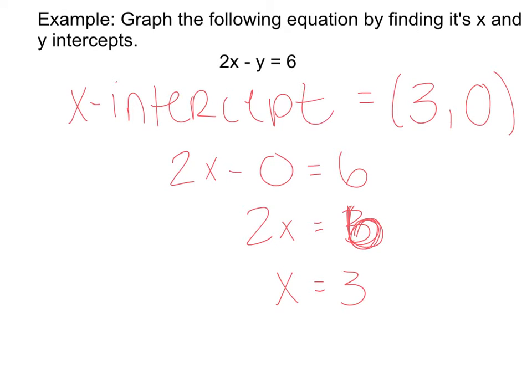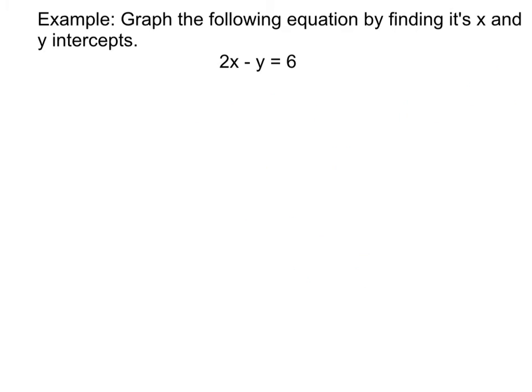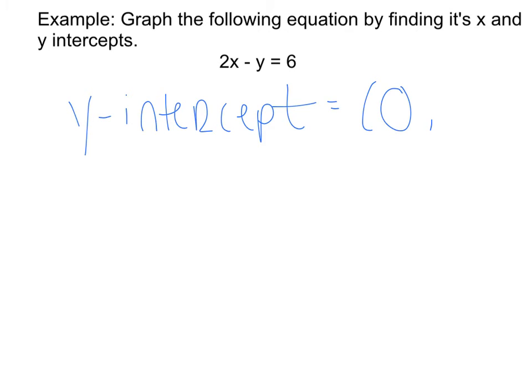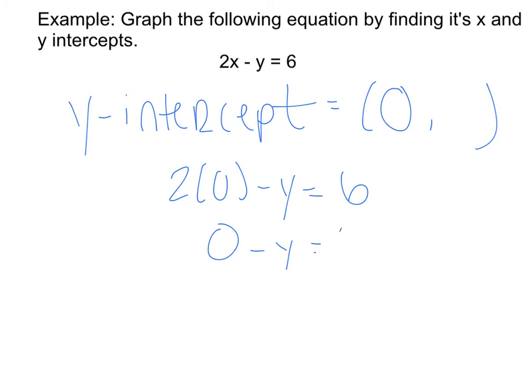Now let's go ahead and find the y-intercept. And so our y-intercept is going to be a point that has 0 in x's place and then a number for y. So I'm plugging 0 in for x. It's equal to 6. 2 times 0 is 0. The 0 just disappears, but don't forget you still have that negative y.